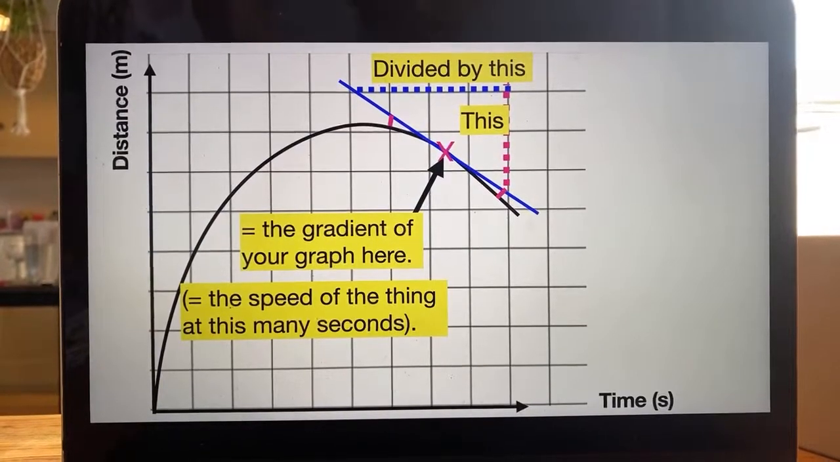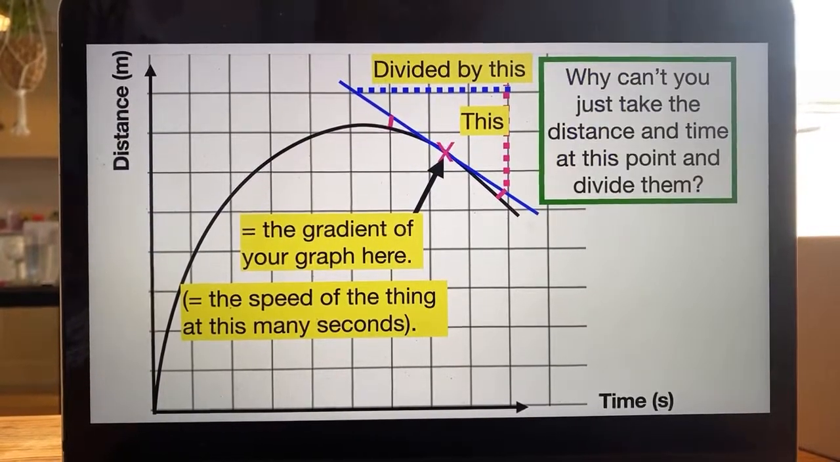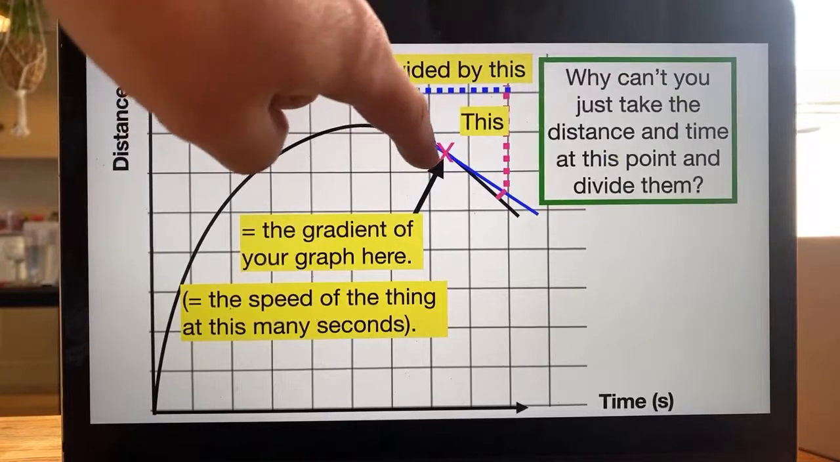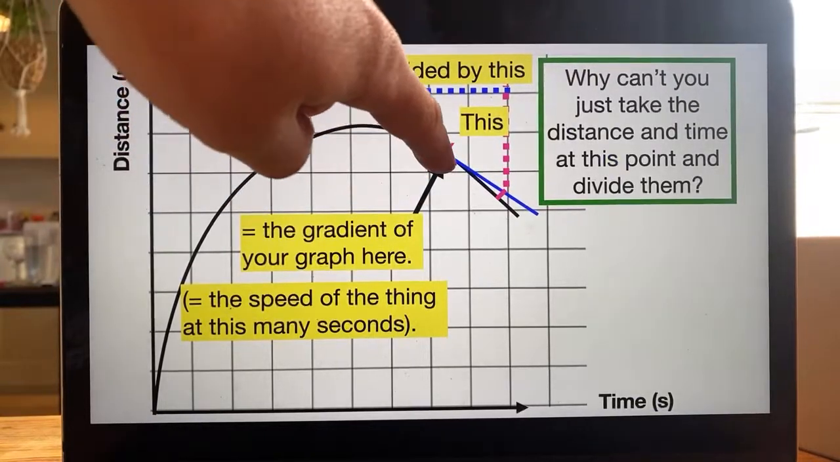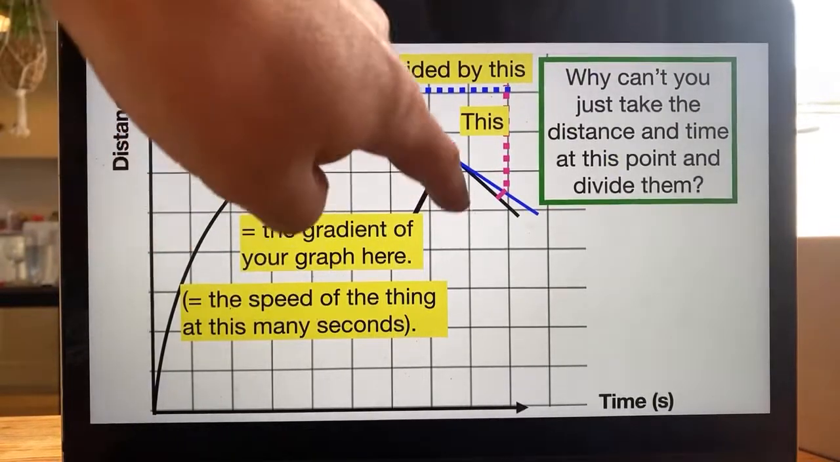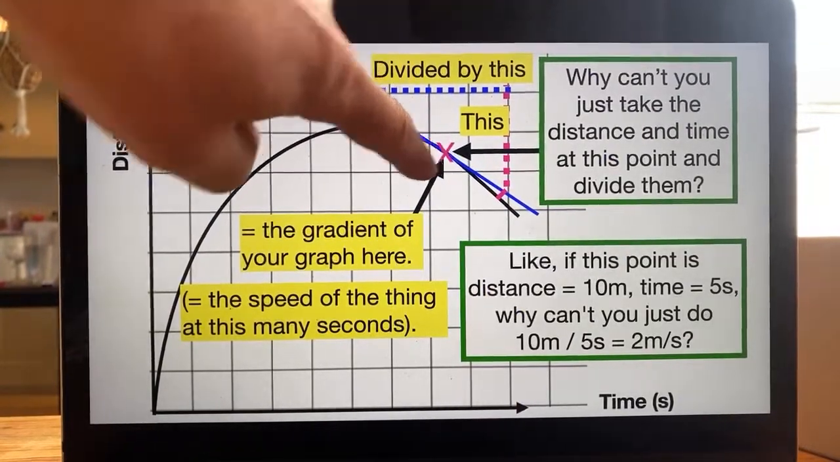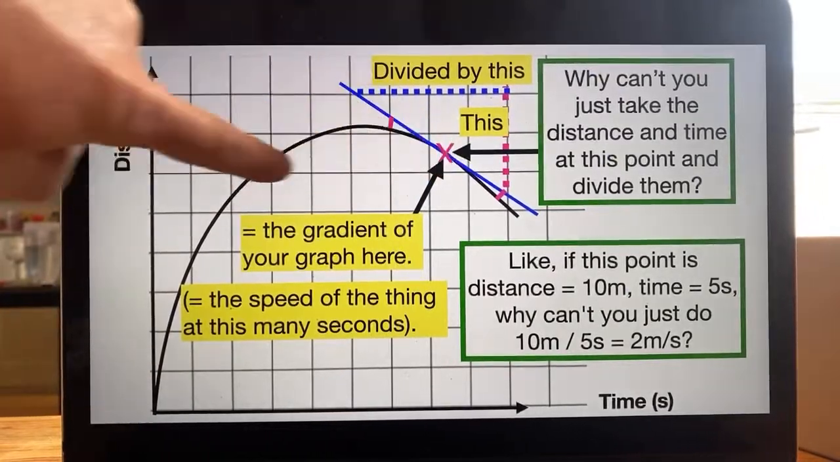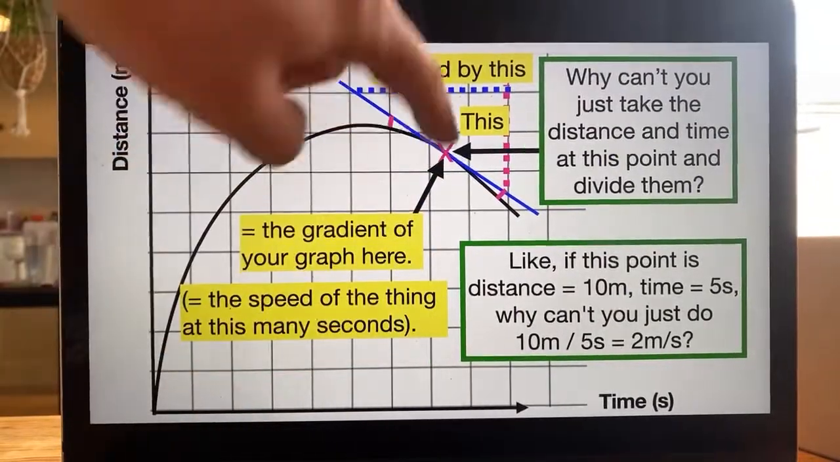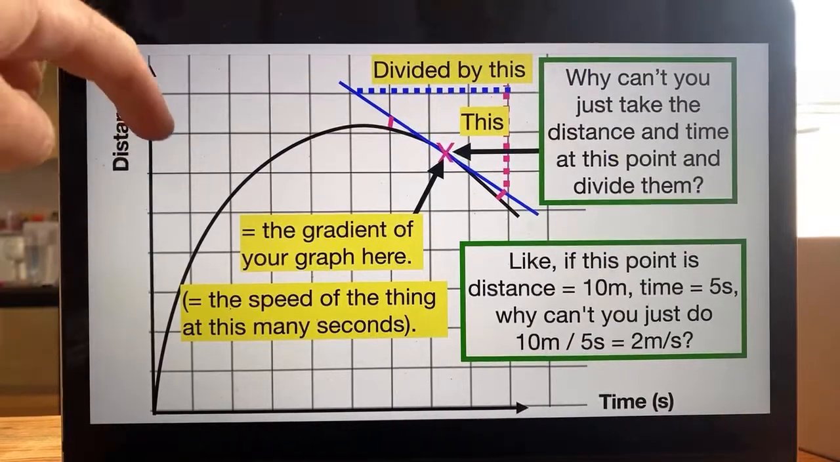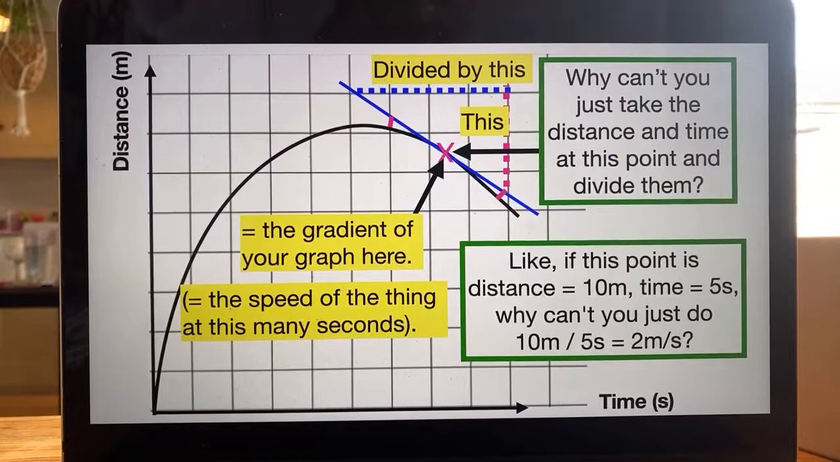Challenging question. If you came last week, you had a massive advantage because we sort of touched on the answer. If the GCSE question says find the speed that the thing is going at this point, why can't you just take the distance and the time at that point and divide them? For example, if the distance is 10 meters and the time is 5 seconds, to find the speed at that point, why can't you just do 10 meters divided by 5 seconds, which would be 2 meters per second? Why can't I do that?